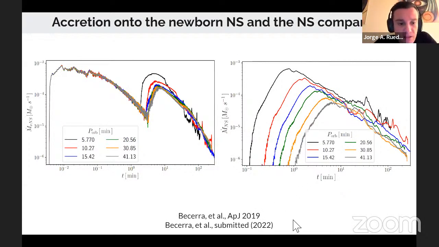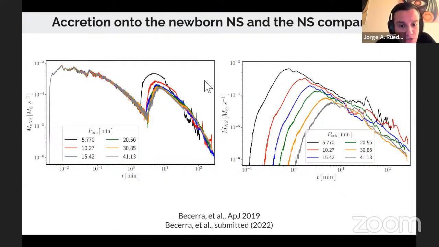These are the accretion rates. On the left, you see the fallback onto the newborn neutron star, while on the right plot, you see the accretion rate onto the neutron star companion. This is for different orbital periods, and you see the different outcomes. And you see this very unique feature of the BdHN binary, this second peak of supernova accretion onto the newborn neutron star.